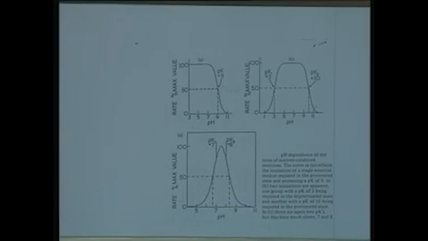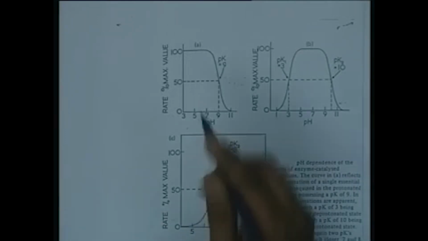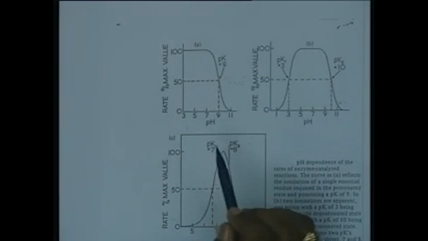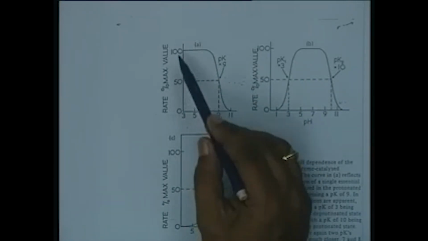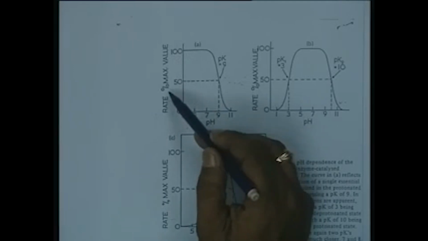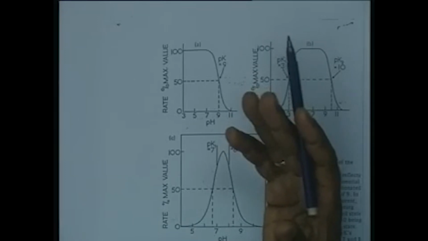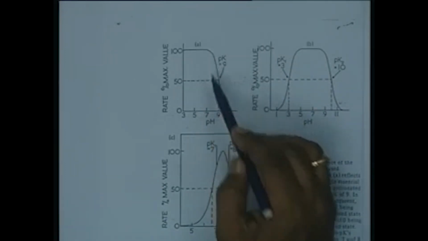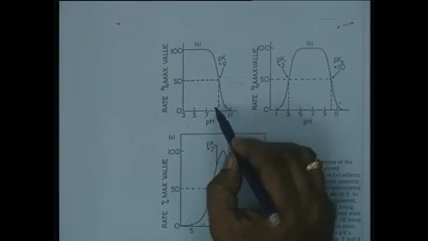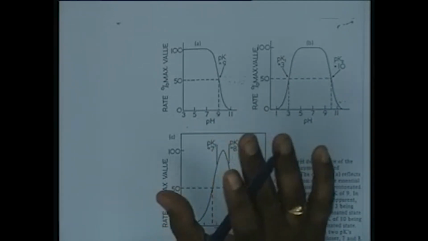Now you often end up getting a variety of profiles when we study the enzyme reaction rate as a function of pH. For example, in the first case, in the diagram in part A, you notice that the effect of pH is shown against the percentage rate of the maximum value, that is, the maximum value means the optimum pH at which it shows the maximum, with a single ionizable residue on the active site.